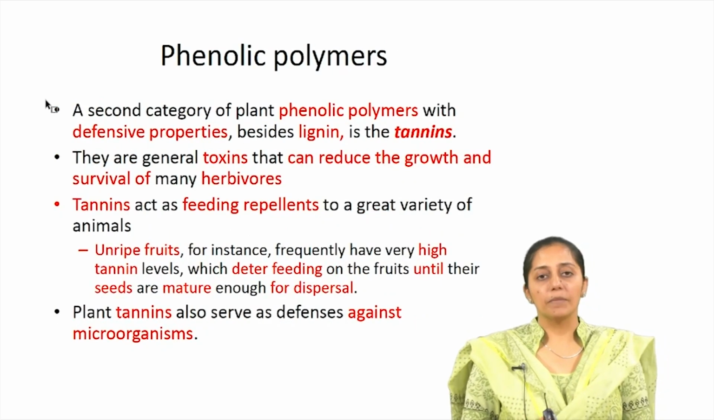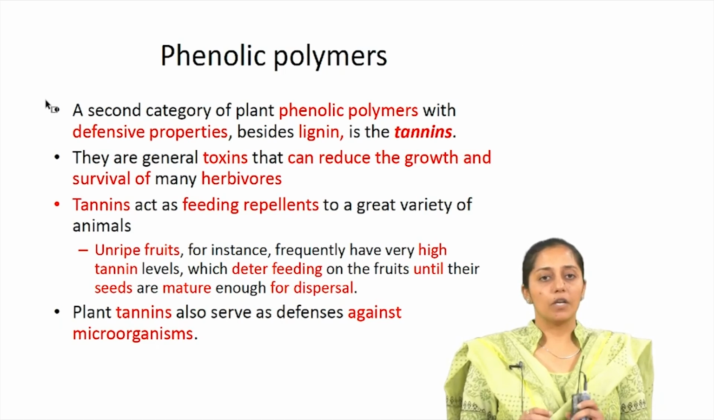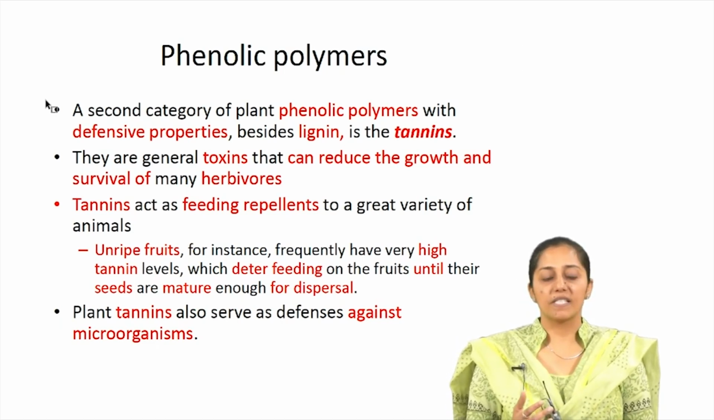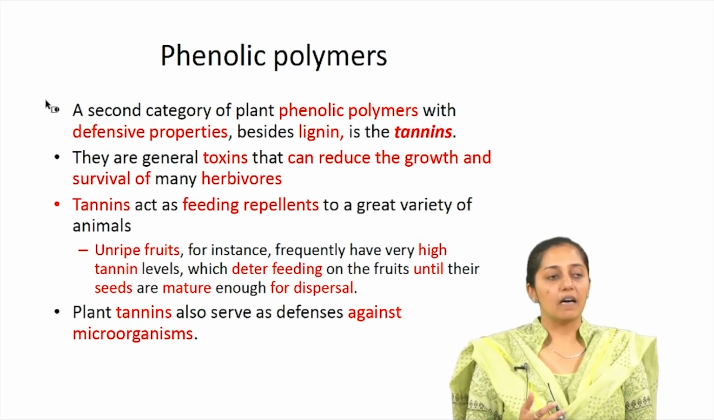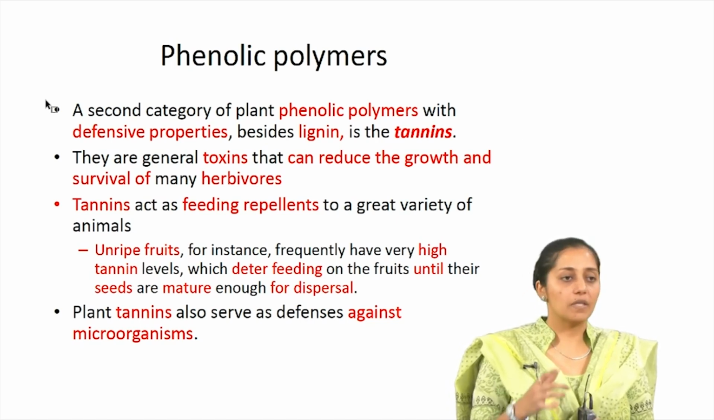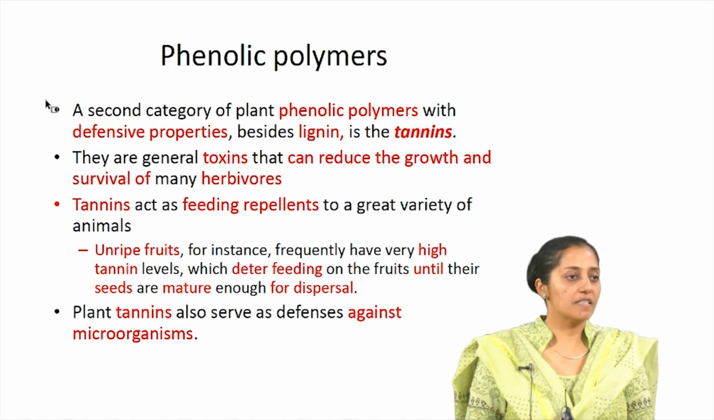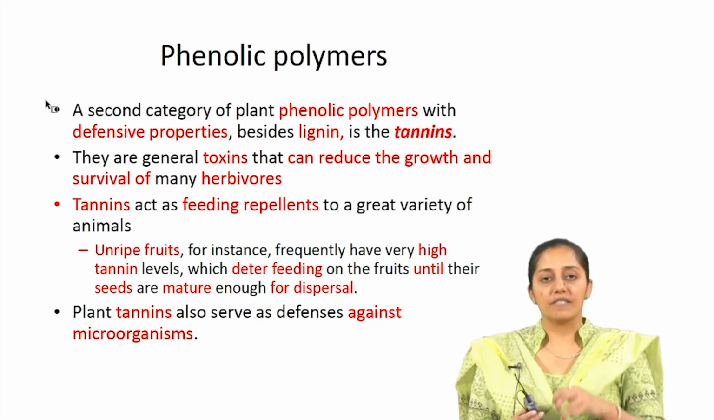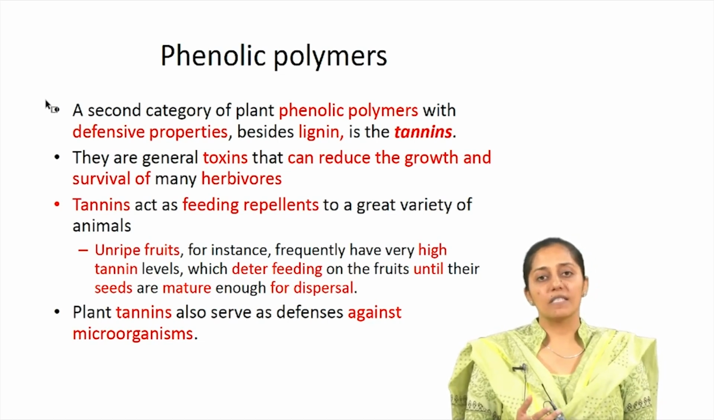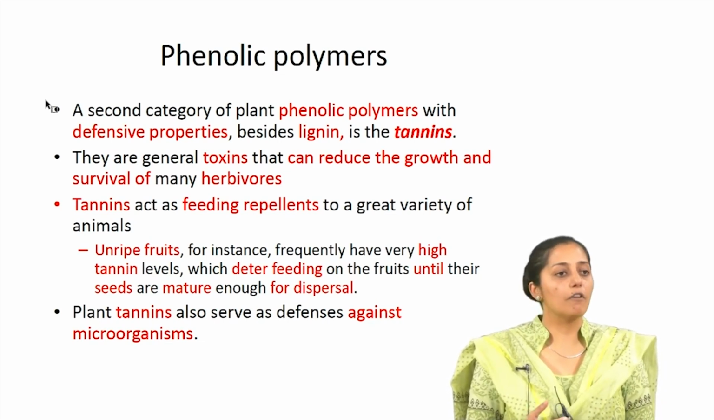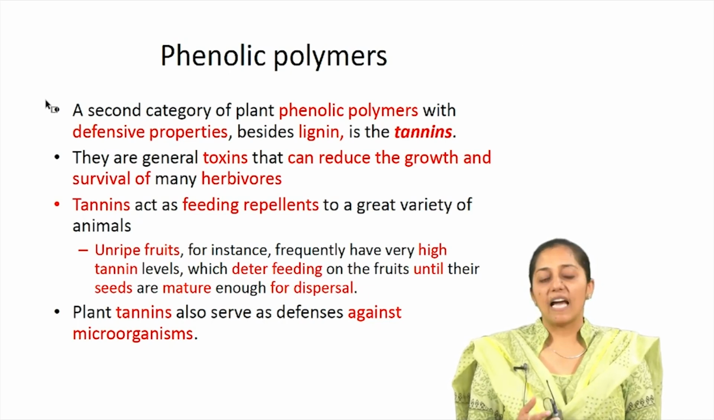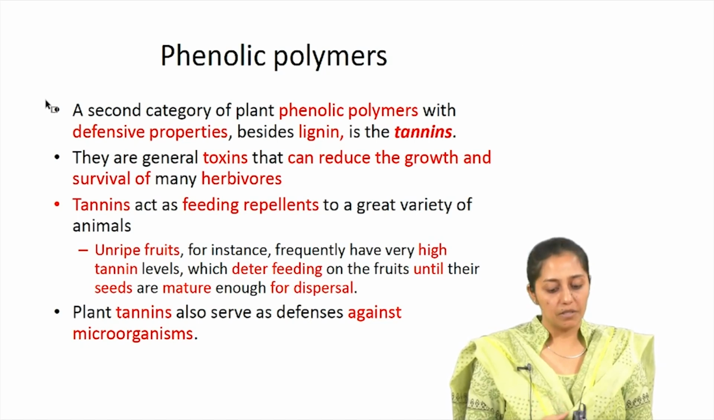Now phenolic polymers have defensive properties besides lignin and are called tannins. So that is what we may say, that they are utilized in the formation of defense. They are general toxins that can reduce the growth and survival of many herbivores. Tannins act as feeding repellents to a great variety of animals.